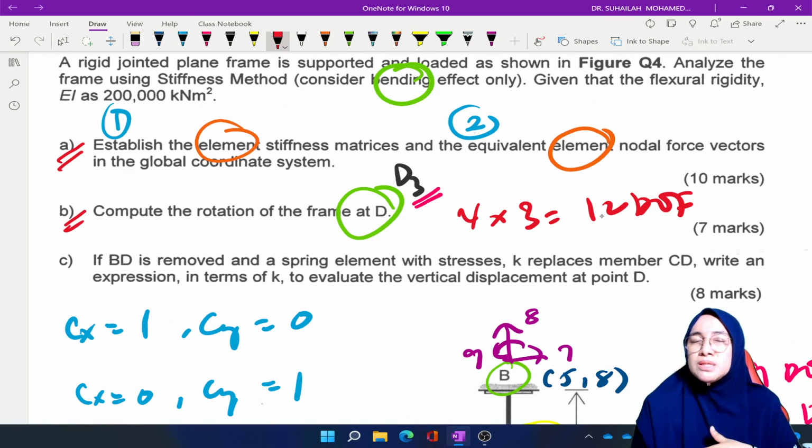Okay, what is most important, you have to understand that in frame analysis, we have the same procedure like what we have done previously in truss and beam, except the degree of freedom is different due to the flexural rigidity effect as well as axial rigidity effect in frame. Okay, so I hope you understand what I have explained in this video. If you have a question, you may ask me later. Okay.